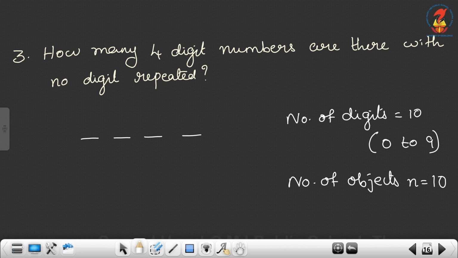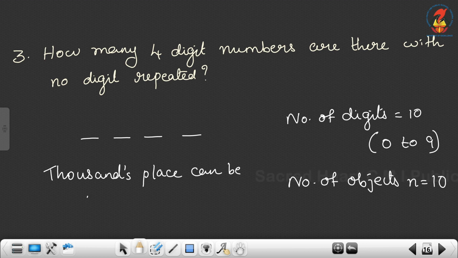So the first place, which is the first place? Unit place, tens place, hundreds place, thousands place. So this thousands place we can fill in how many different ways? There are total 10 objects, but 0 we can't use. So 9 digits, 9 ways are possible. So the thousands place can be filled in by 9 different ways.